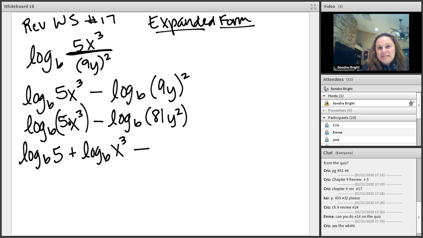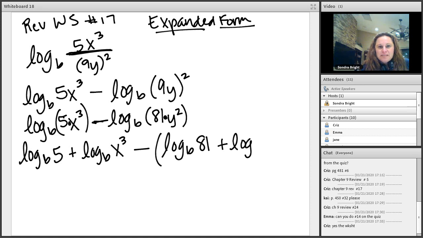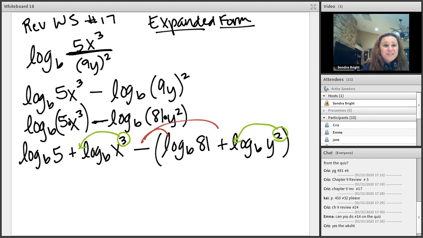Minus, I can separate these guys. This is 81 times y squared. I'm going to throw a parenthesis in there because of this minus sign, because you're going to have to distribute that. So it's log base b of 81 plus log base b of y squared. The other thing to be in expanded form is you are not allowed to have these exponents on the x here. You got to bring it around front. And this guy, you're going to bring it around front. So I'm going to do that, and then I also need to distribute this minus sign into both of those terms.